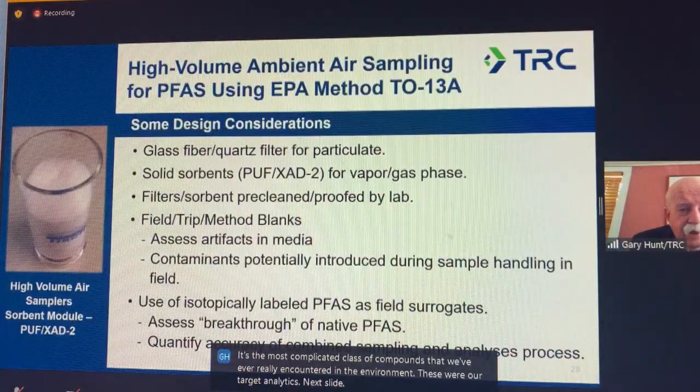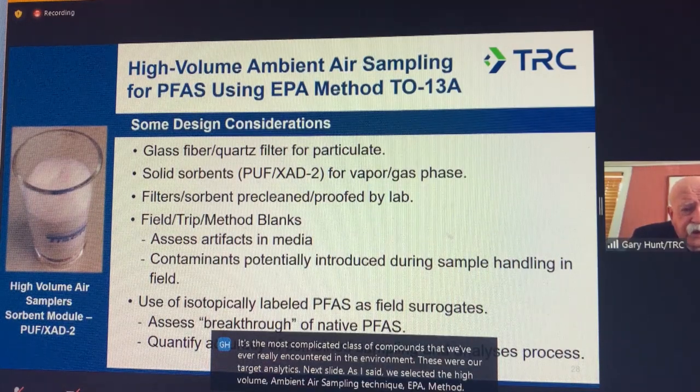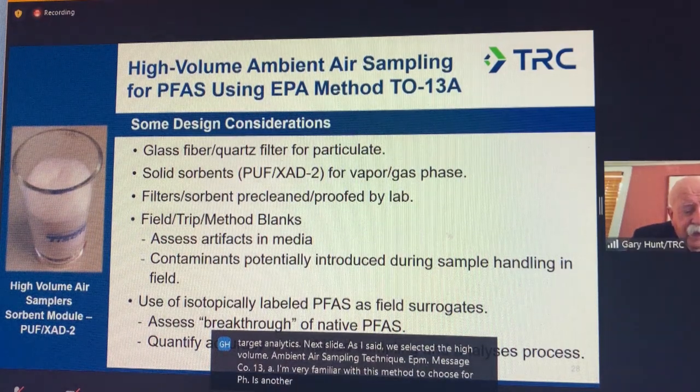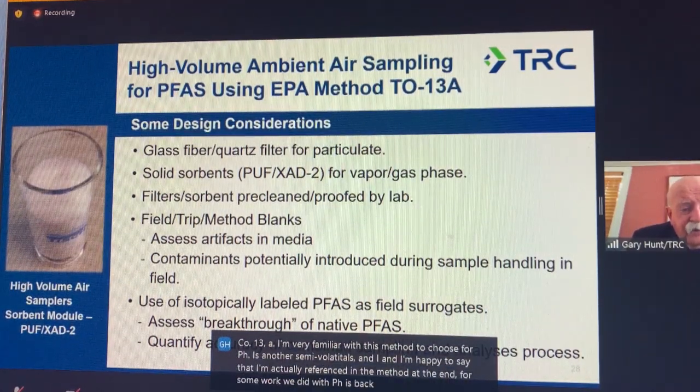Next slide. As I said, we selected the high volume ambient air sampling technique, EPA method TO-13A. I'm very familiar with this method. It's used for PAHs and other semi-volatiles, and I'm happy to say that I'm actually referenced in the method at the end for some work we did with PAHs back in the 80s.